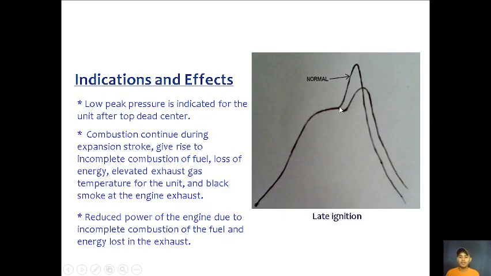Next we have here a late ignition. Indications and effects: we have low peak pressure here. You can see low peak pressure is indicated for the unit after top dead center. Combustion continues during expansion here. There is still combustion continuing even at the expansion stroke. This gives rise to incomplete combustion of fuel, loss of energy, elevated exhaust gas temperature for the unit, and black smoke at the engine exhaust. Other effects: reduced power of the engine due to incomplete combustion of the fuel and energy loss in the exhaust.